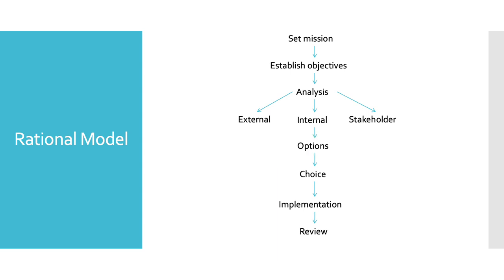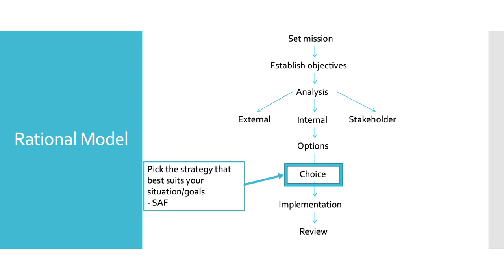Now, it's great having a big list of strategies, but we can't do all of them. So the next stage in the rational model is to make a choice. So pick the strategy that you think suits your organisation the best. And there's only really one model that we need to use for this, which is the SAF model. But essentially what we're trying to do is just match which of the strategies that we could do suits the circumstances of our business the best, which is the most likely to help us achieve our overall objectives and mission.